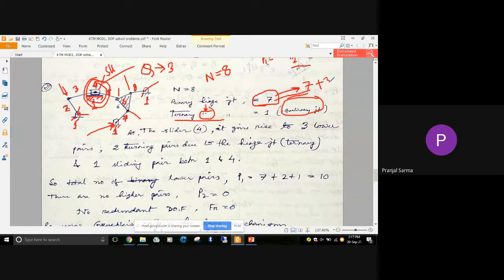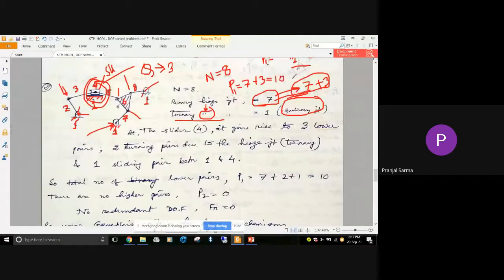Okay, so that gives rise to how much? 10, that is 7 plus 3, so the number of P1 is equal to 10. From 7 hinge joints, we are getting 7 pairs. From one quaternary joint, we are getting 3 equivalent binary pairs. So this is P1 equal to 10.